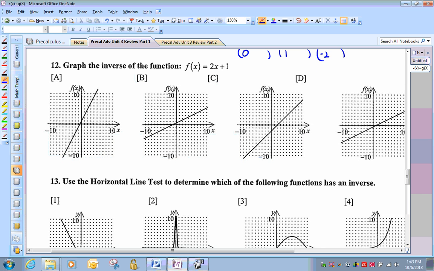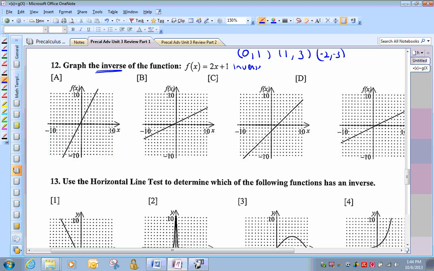I can pick anything I want. If I put in a 0 for x, I'm going to end up with 0 plus 1 is 1. So 0, 1 should be on my original graph, not my inverse. This is the inverse graph we're looking at below. If I plug in a 1, I get 2, and 2 plus 1 is 3. If I plug in a -2, I get a -4, and a -4 plus 1 gives me a -3. That would be my original graph.